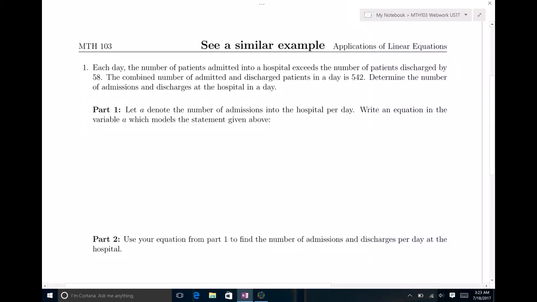Once again, we start by highlighting the important things given in this problem. So we know that the number of patients admitted exceeds the number of patients discharged by 58, and we also know that the combined number of patients is 542. So I'm going to use these numbers one at a time.